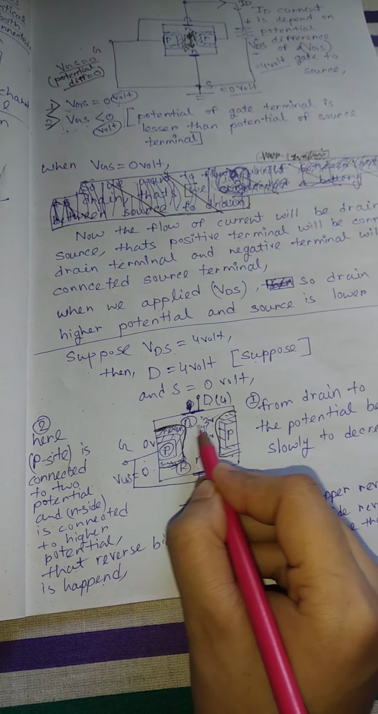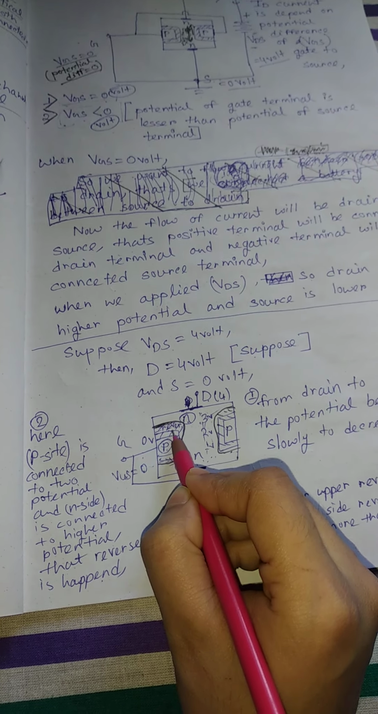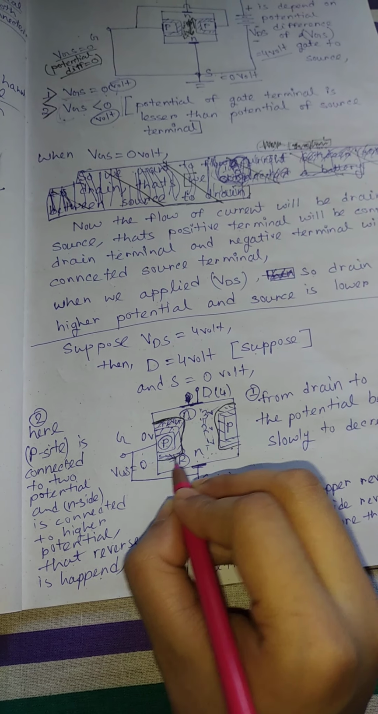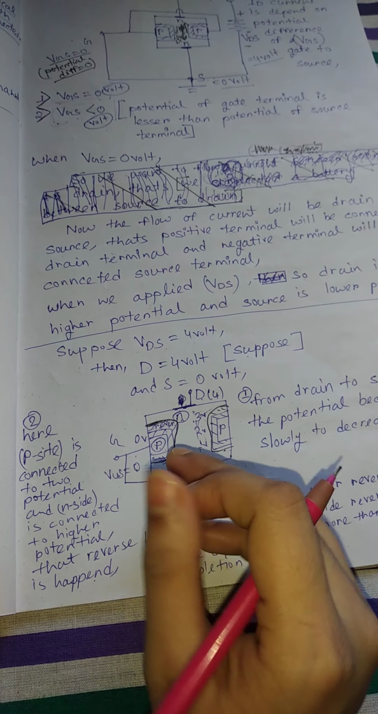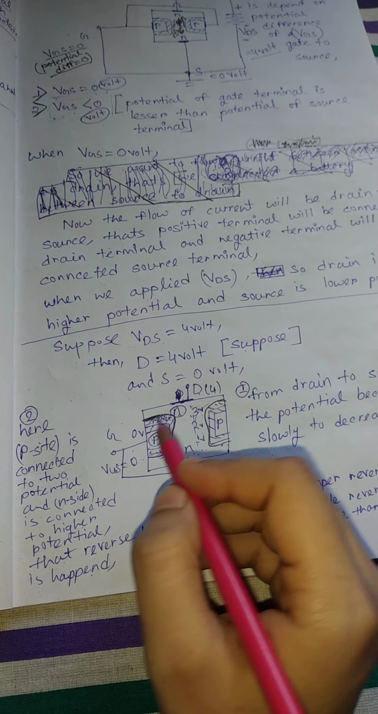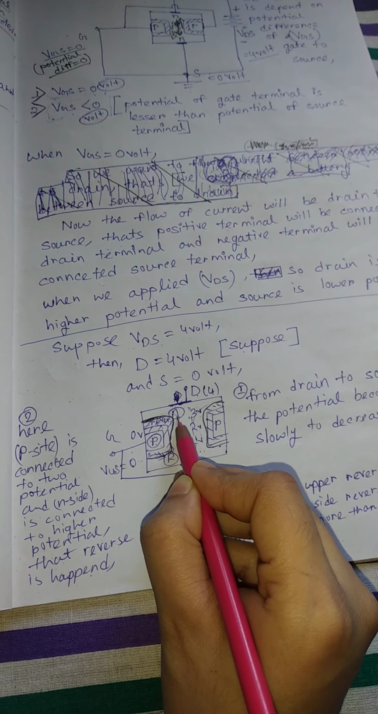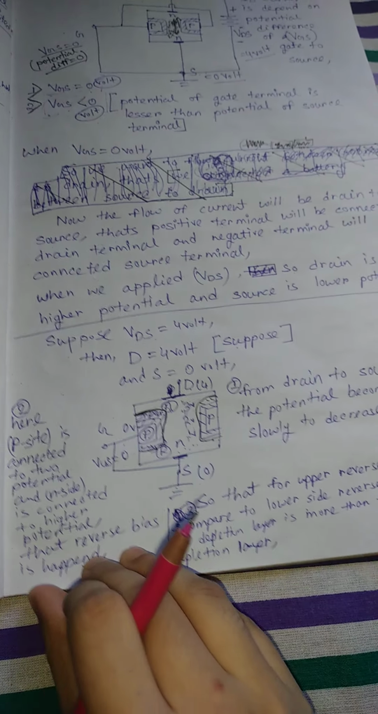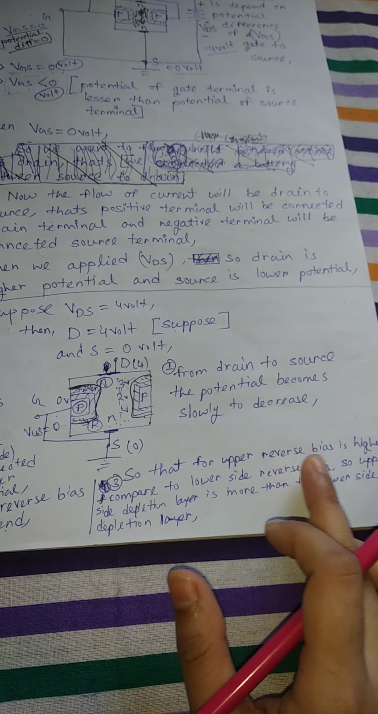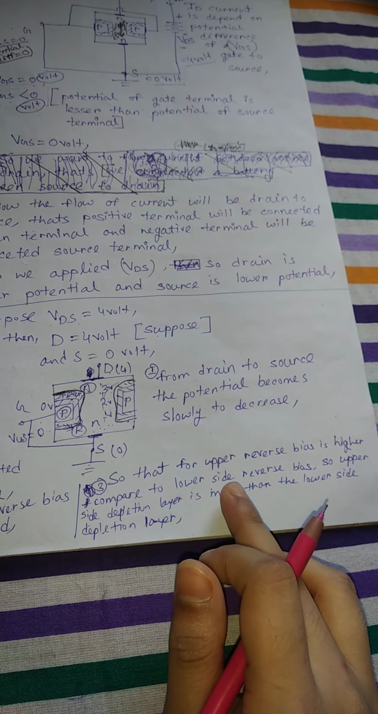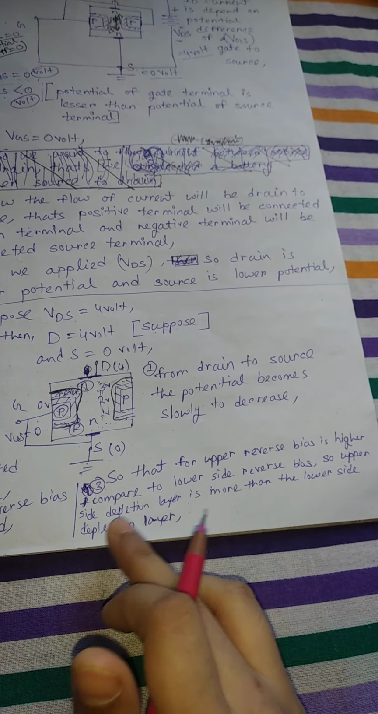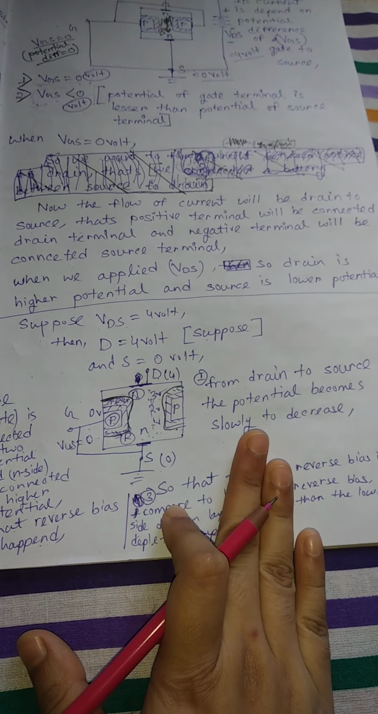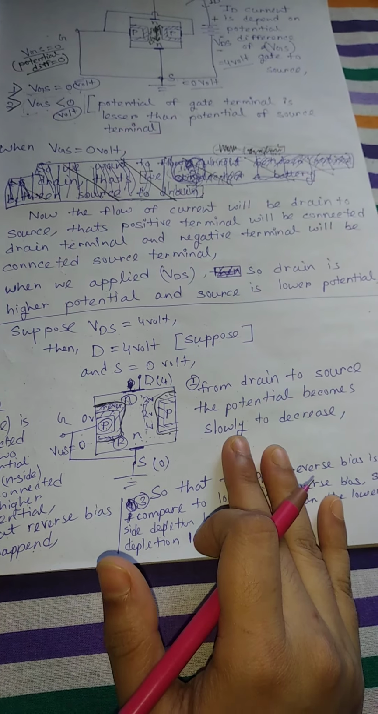But for the upper portion, reverse bias happens more compared to the lower portion. In the lower portion the reverse bias will be less compared to the upper portion. That's why the depletion layer is wider compared to the lower portion's depletion layer. So the upper reverse bias is higher compared to the lower side reverse bias, so the upper side depletion layer is larger than the lower side depletion layer. I hope this operation is understood by all.